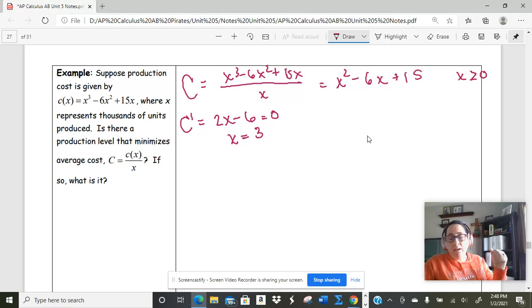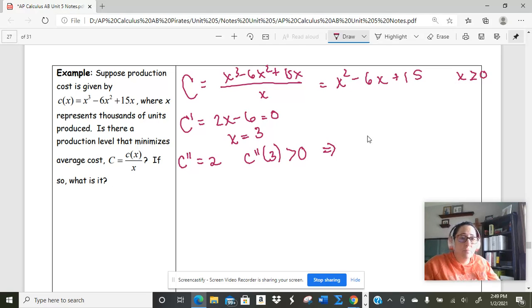This is where I talk about, I almost always do the number line, but look at how nice and easy the second derivative is. It is always 2. So c double prime of 3 is greater than 0 because it's 2. So I'm going to use my second derivative test here. Okay. So that tells me that I have a relative min at x equals 3.